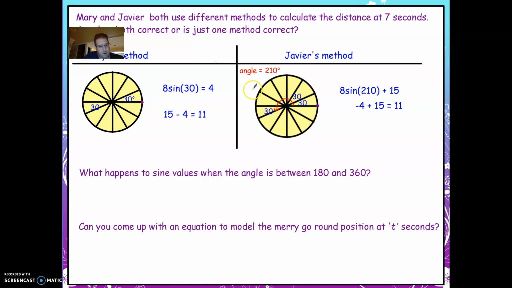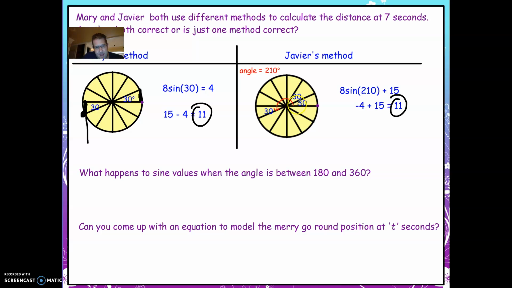What you'll notice here is that they're getting the exact same answer. They both got an answer of 11. You can read the scenario yourself. The reason they're doing it in different methods is that Mary is figuring out the height of this position, and she's realizing that this position is also 4. So if this is 4, then this is also 4. And the height of 15 minus 4 gives me this position right here. So that's one way of doing it.